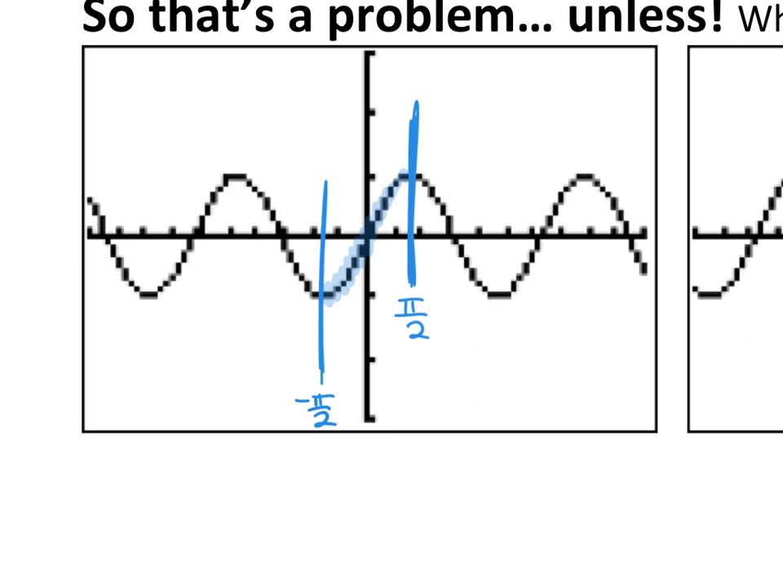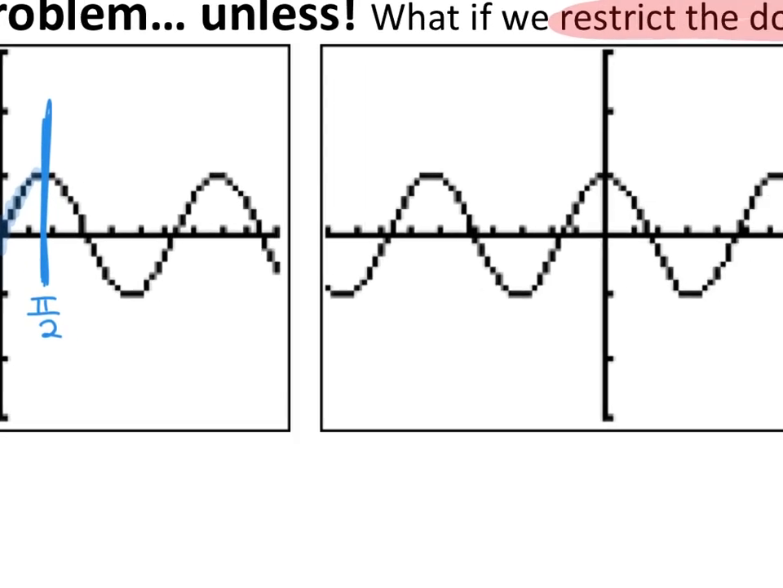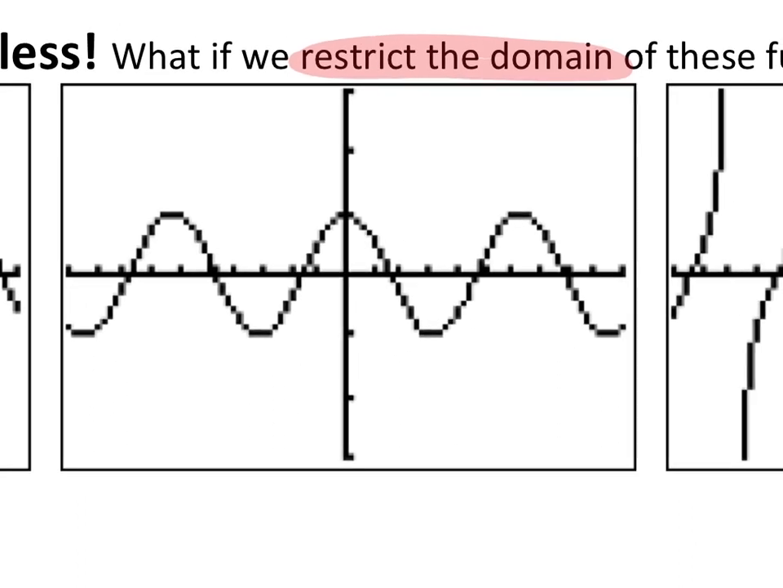It's going to be a different set of numbers for cosine. How can I restrict cosine to make it pass the horizontal line test? On the left side of the minimum to the max. So from here to here, right? Maybe almost the same. Essentially, yeah.